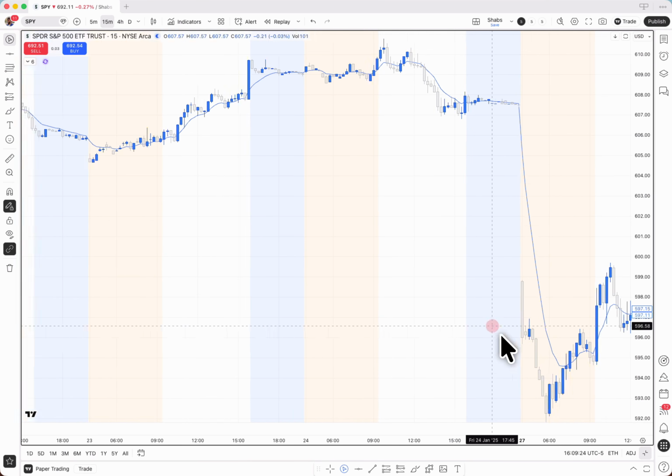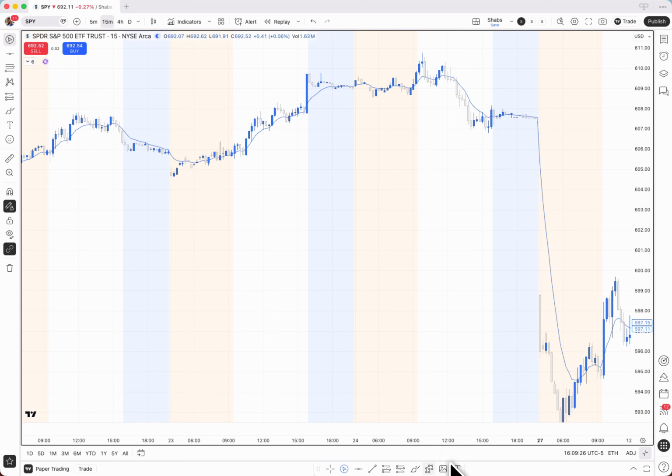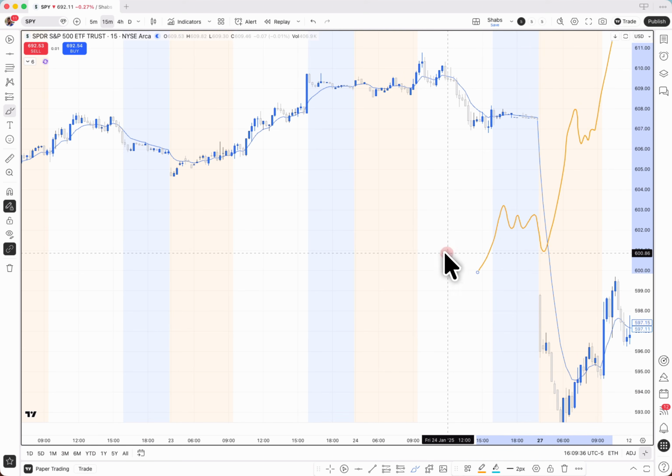And so my bias here is trying to figure out, do we get back towards that 609 area, right? So one of the noodles I would draw would be something like this. We raid liquidity, go a bit higher, raid liquidity, and go higher. And that's one example, right?